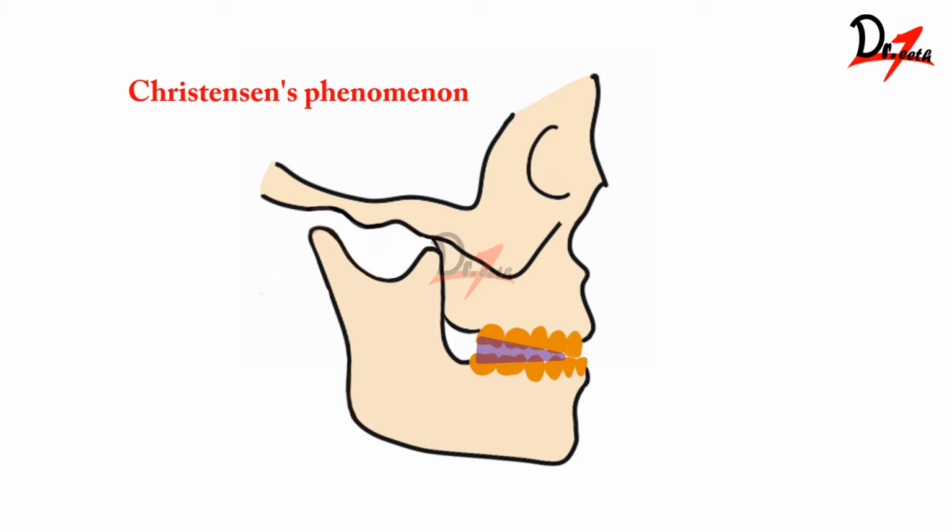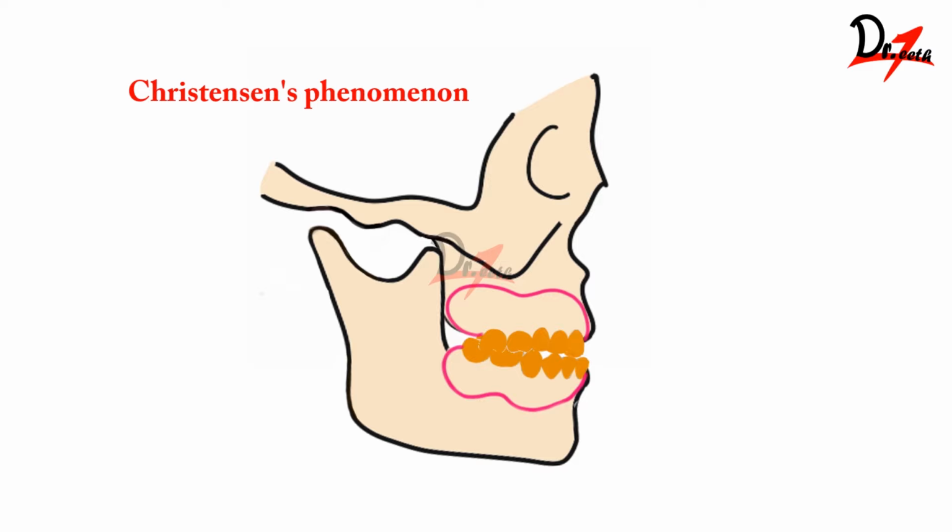But if we have a similar thing in a complete denture, what will happen? If we have the same space, the denture will lift, okay? The lower denture will lift up, the upper denture will lose retention, and this will not be balanced.